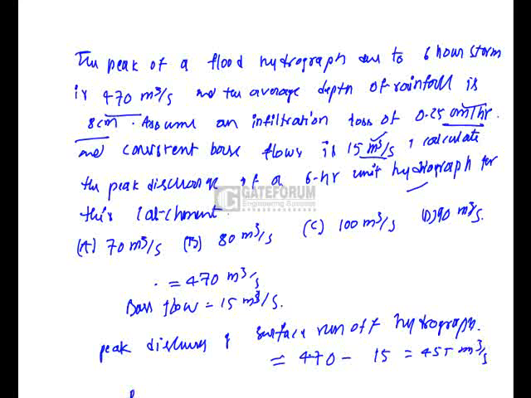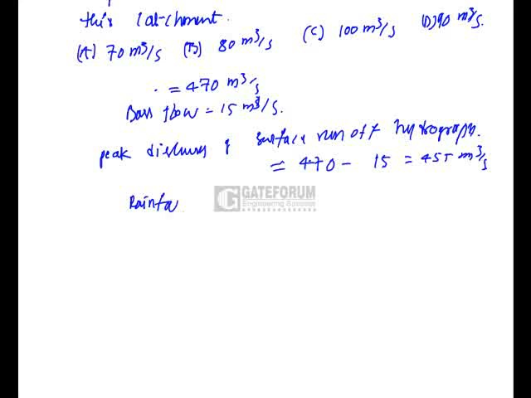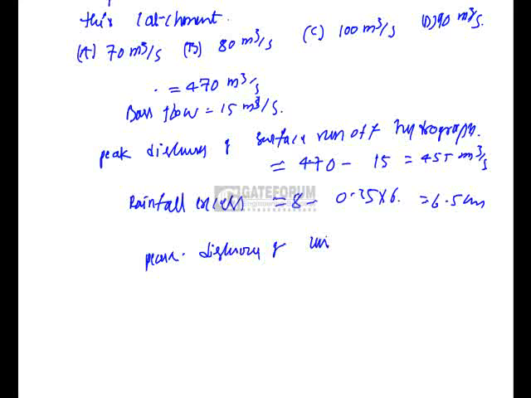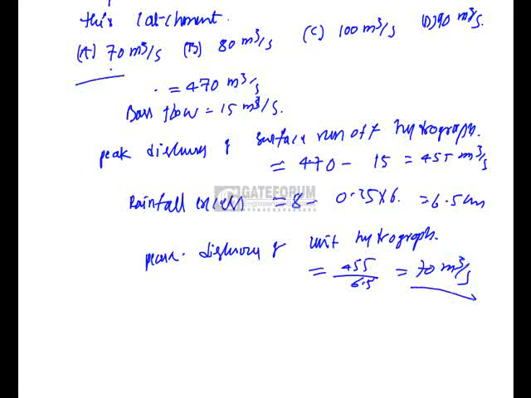So rainfall excess is equal to 8 minus 0.25 for 6 hours, this is 6.5 centimeters. So the peak discharge of the unit hydrograph is equal to 455 by 6.5, that is 70 cubic meters per second. So option A is correct.